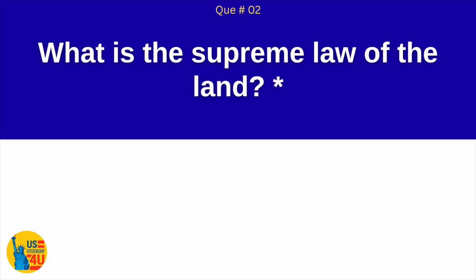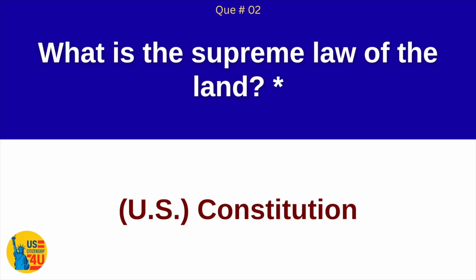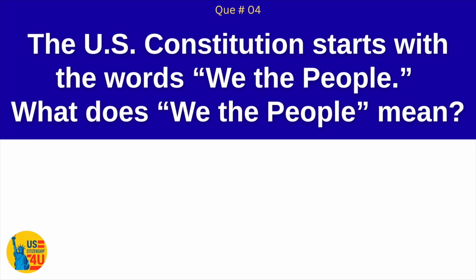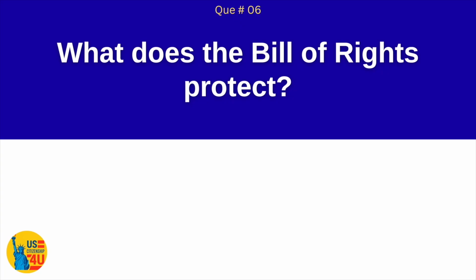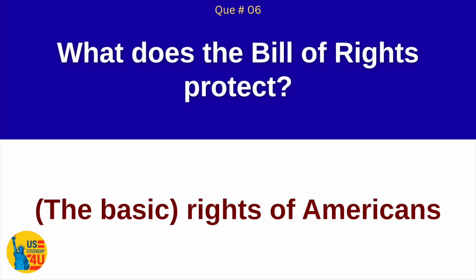What is the supreme law of the land? U.S. Constitution. The U.S. Constitution starts with the words, "We the people." What does "we the people" mean? Self-government. What does the Bill of Rights protect? The basic rights of Americans.